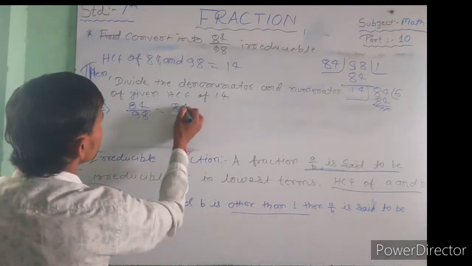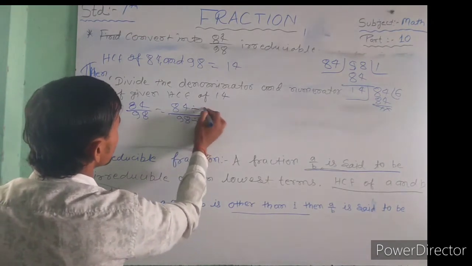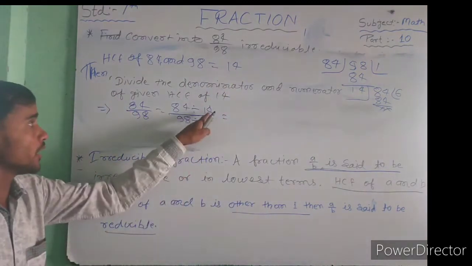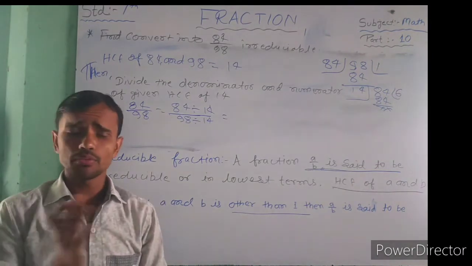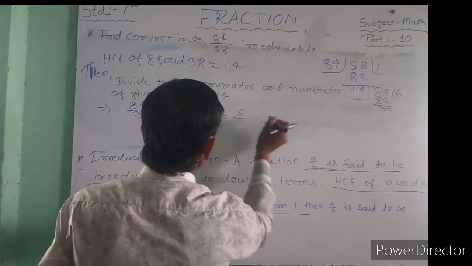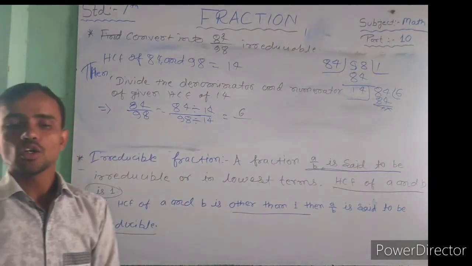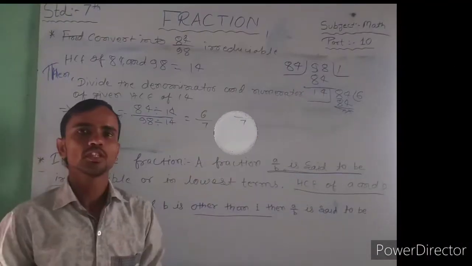Okay, so divide 84 and 98 by 14. You divide 84 by 14: 14 6s are 84. And divide 98 by 14. What's your answer? That's 7. 14 7s are 98. Okay.